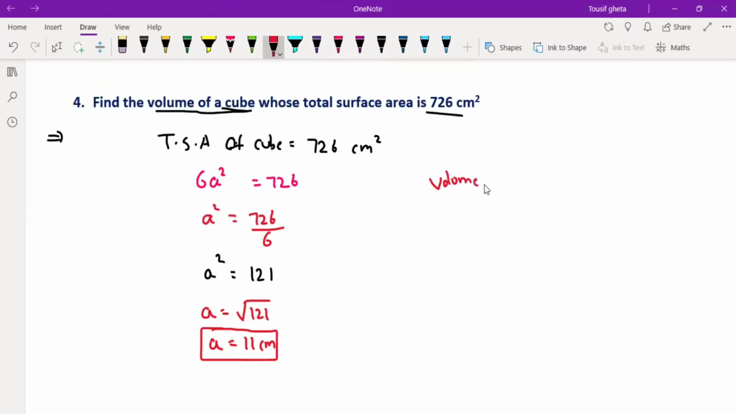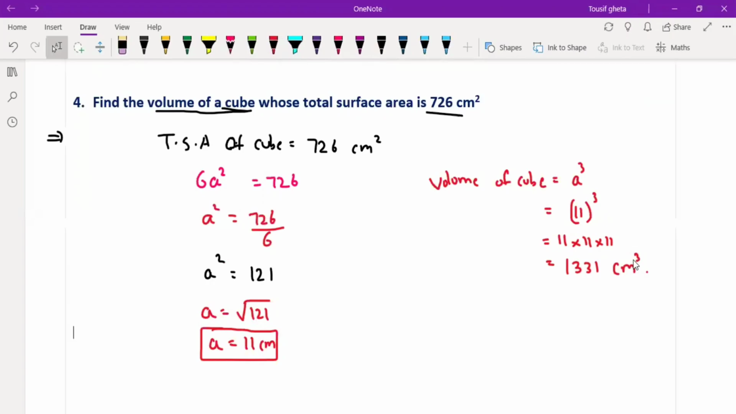Volume is nothing but the capacity of an object. So the volume of a cube formula is side cube, that is a cube, and the value we got is 11 cube, that is 11 to the power of 3. We multiply 11 three times, because the base is 11 and the power is 3, and we get the value as 1331. This is the value of volume, so we write centimeter cube as our unit.